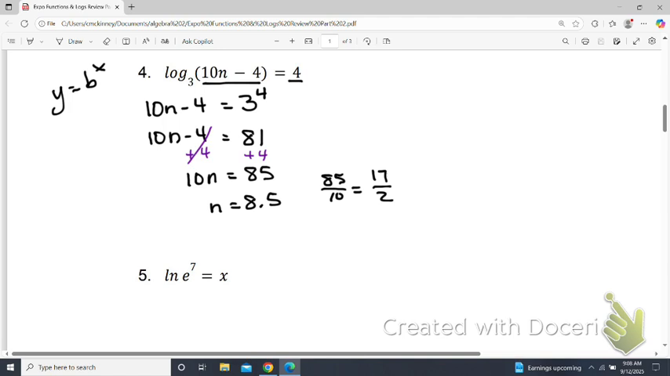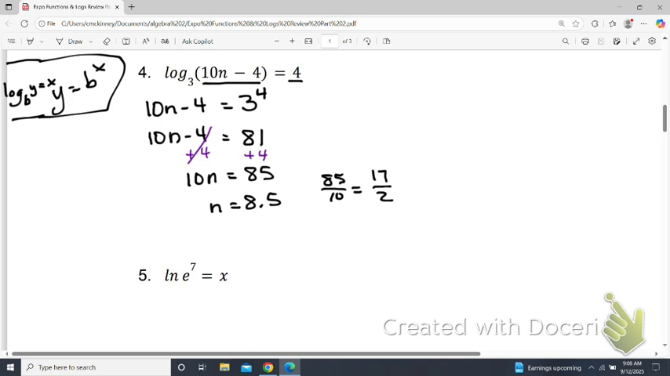On your reference page, you have that this is equal to log base b of y equals x. So you could use that from the reference page to help you remember how to set that into exponential form. Okay? And then we have a natural log down here on number 5.